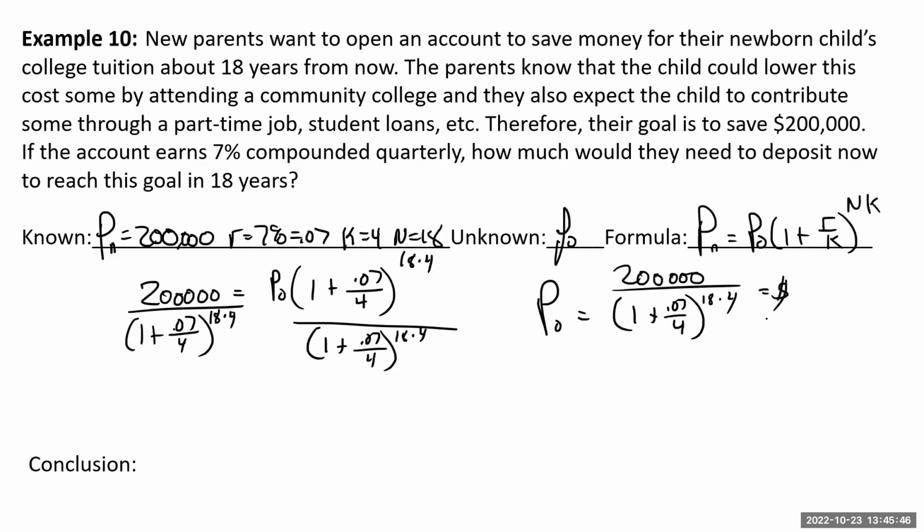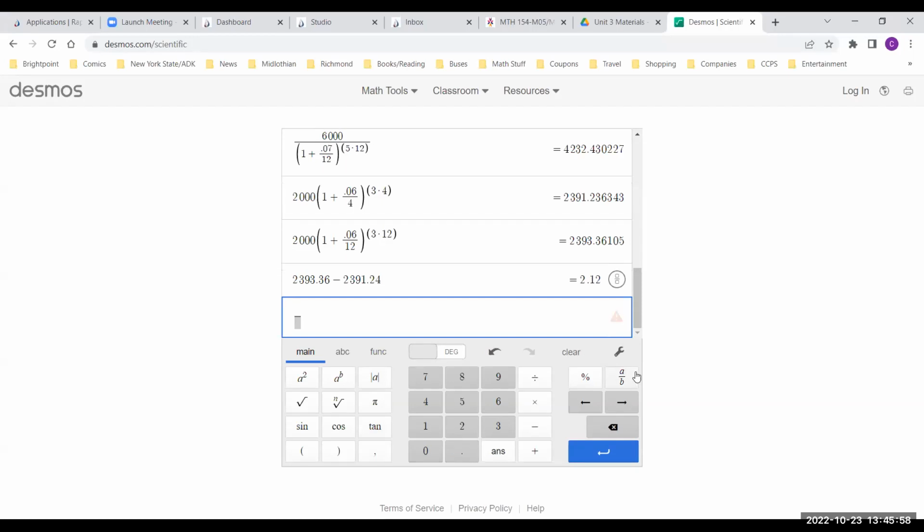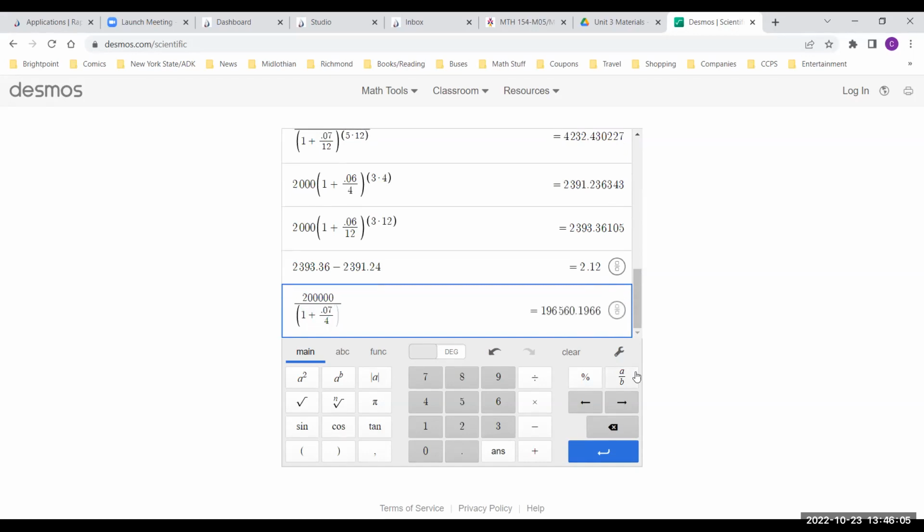I want to type that into my calculator right now and get an answer. Okay, so again, no rounding until the very end. So let's go ahead and type this in. We need a fraction here. Okay, so we've got 200,000 divided by 1 plus 0.07 divided by 4, right arrow, close, raised to, parentheses. Don't forget those, 18 times 4. So it looks like we have $57,352.44.